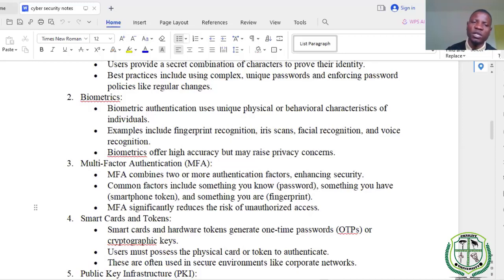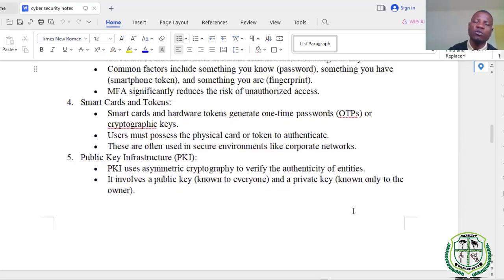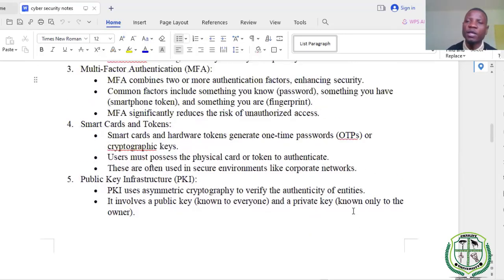Both these authentications have different advantages and disadvantages. Now, apart from that, there is also an aspect of using smart cards and tokens. Here we're saying that smart cards and hardware tokens generate a one-time password, OTP, or cryptographic keys.